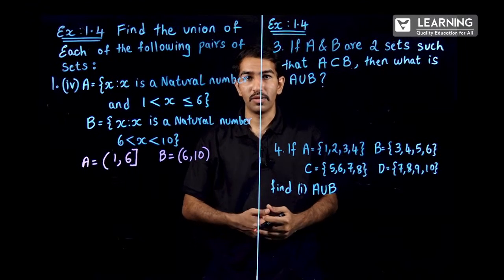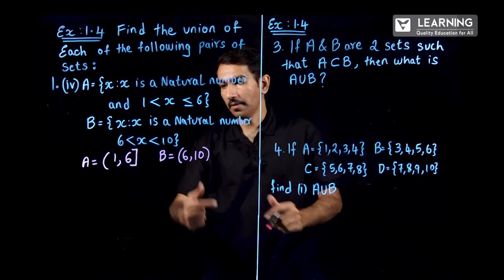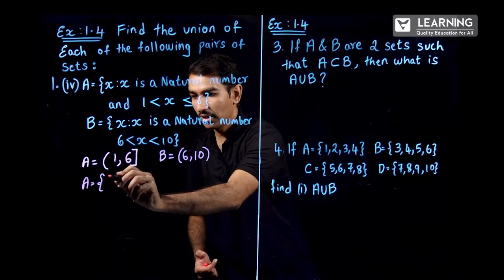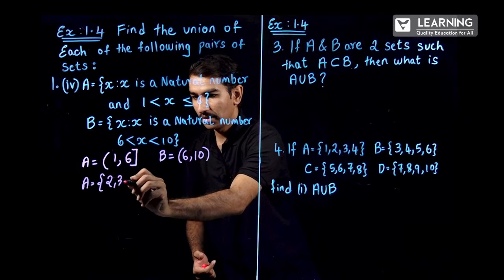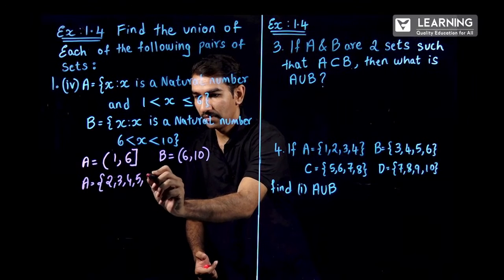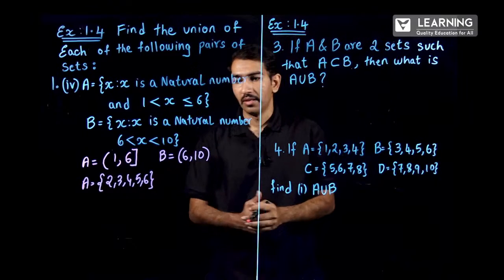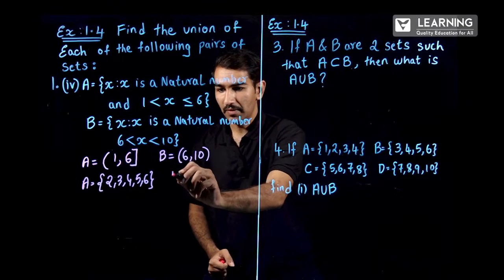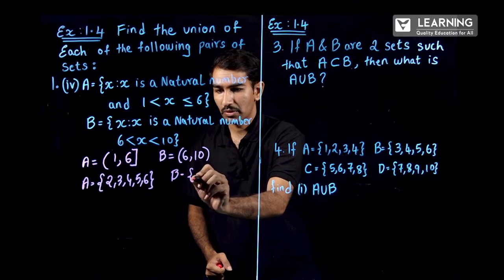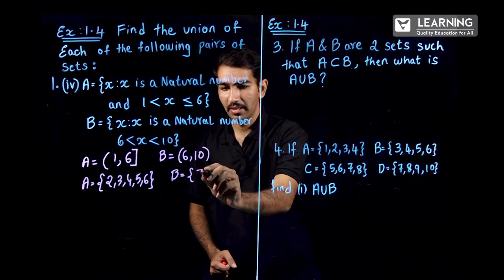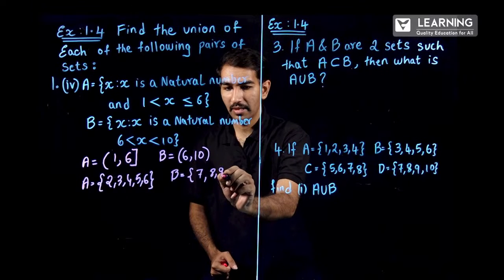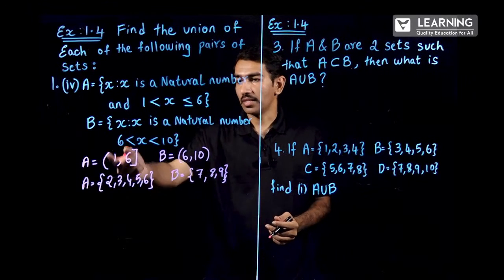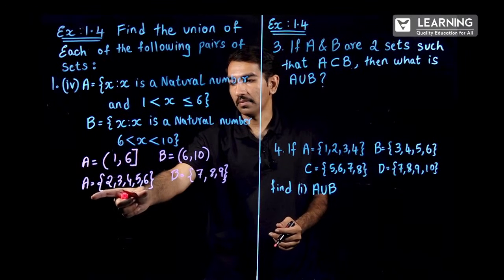So now what is the roster form? So A can be written as what? A will be equal to, 1 is not included, so 2, 3, 4, 5, 6. 6 and 10 are not included in B because both are curved brackets here. So B will be equal to, numbers between 6 and 10, 7, 8, 9, that's it. Understood? So just read the statement and see the roster form.